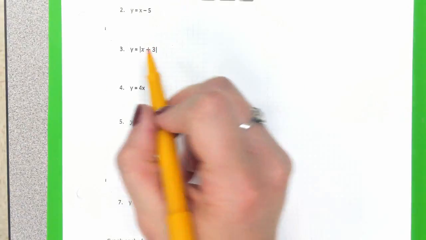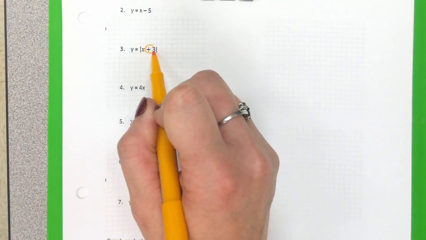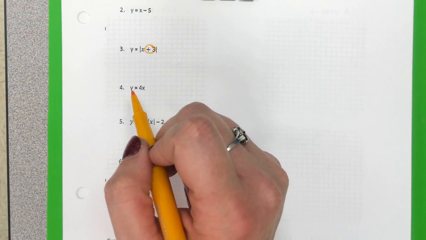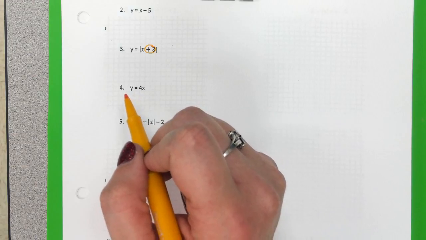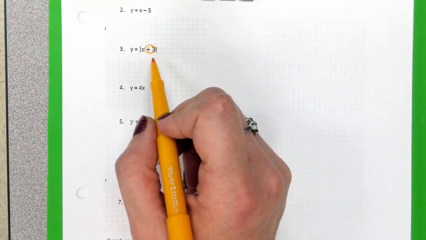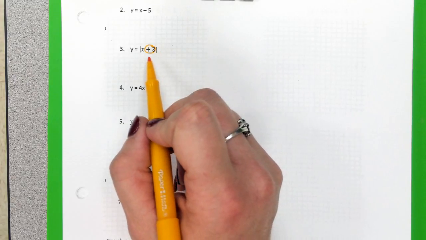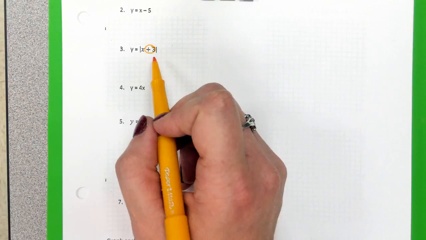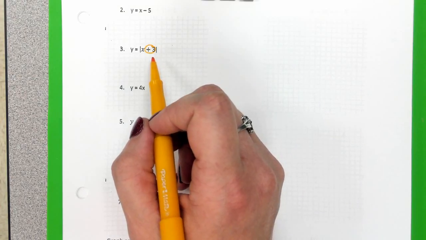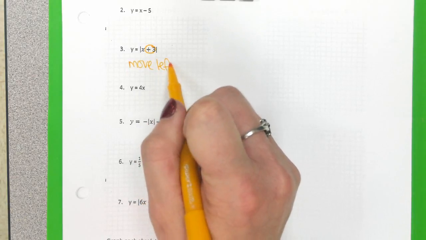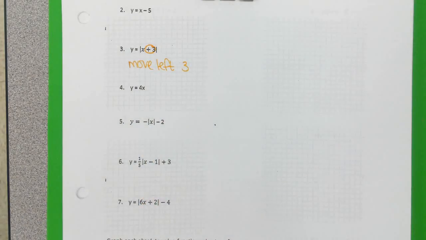Alright, here we go. Look at the 3. Where's the 3 at? It's on the inside. So the inside tells us to move which directions? Left or right, and we have to take the opposite sign. So positive 3 normally tells me to move to the right, correct? But you got to take the opposite, so that means we're going to move left. There you go. How many? 3 places, 3 units.